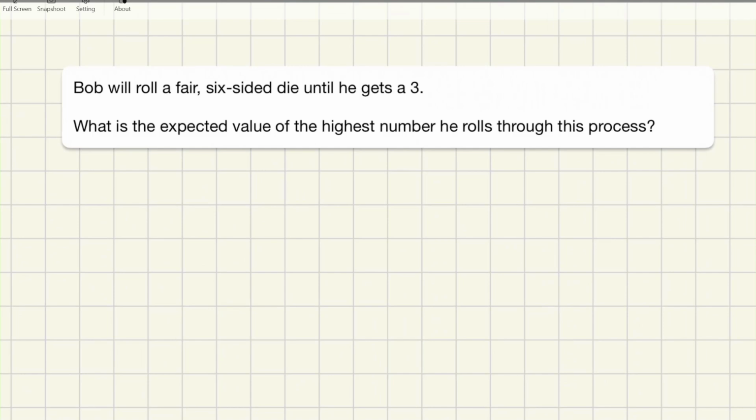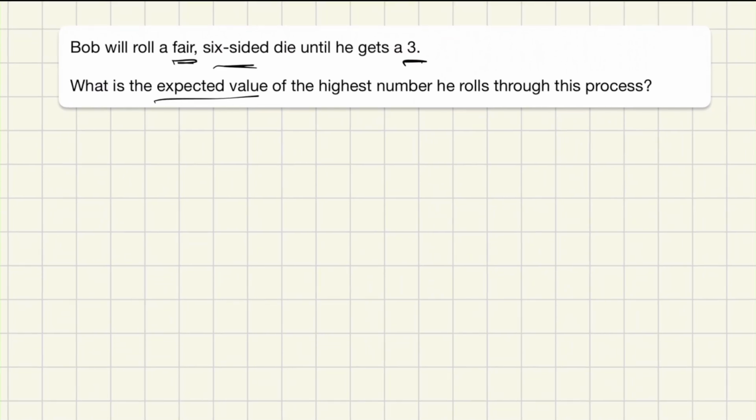Hey everyone, so today we have a fun probability question involving dice again. The question is, Bob will roll a fair six-sided die until he gets a 3. What is the expected value of the highest number he rolls throughout this process? Okay, so let's look at some toy examples to build our intuition.